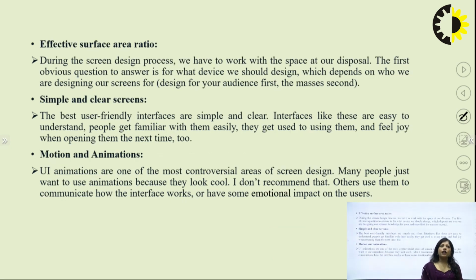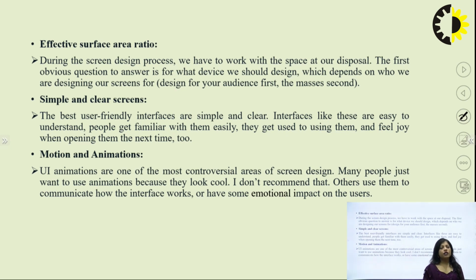Next is effective surface area ratio. Effective surface area ratio means if you have a full screen, the full screen area is used, so all the content must not be placed on the left side, the whole content must not be placed on the right side. So we have to use the full screen, each and every part of the screen area, like left, right, top, bottom. So we use every area of the screen. During the screen design process, we have to work with the space at our disposal.